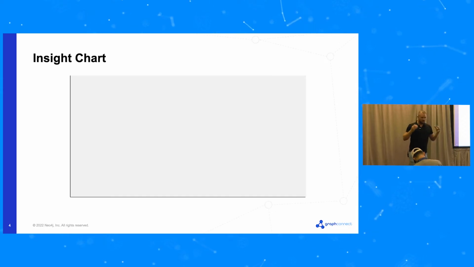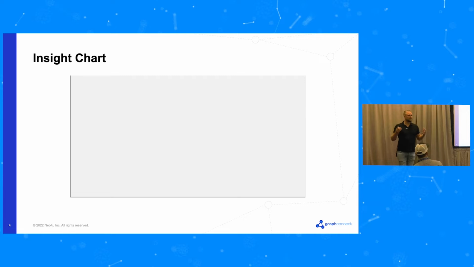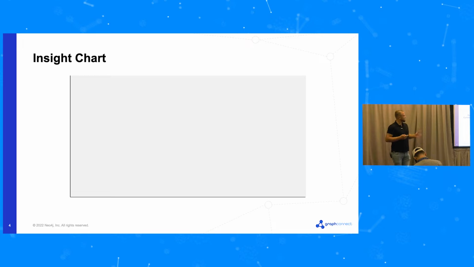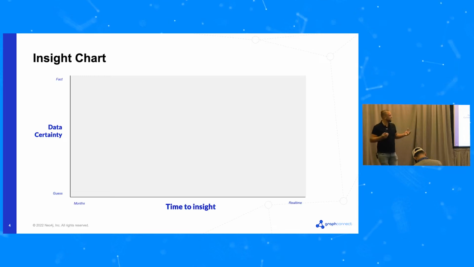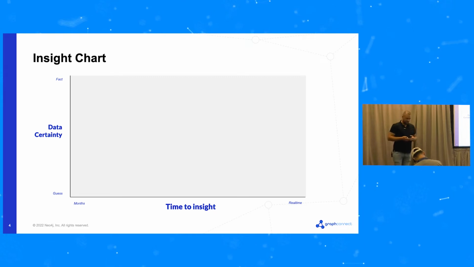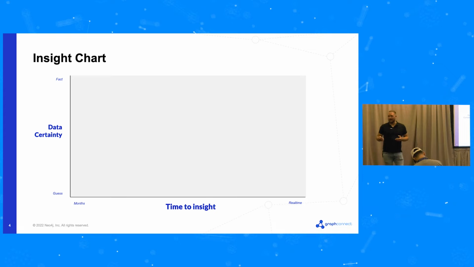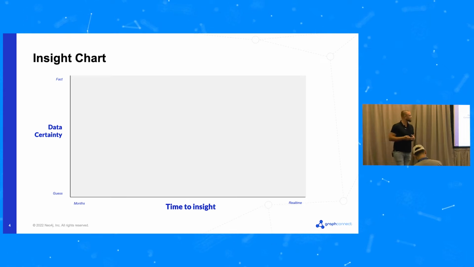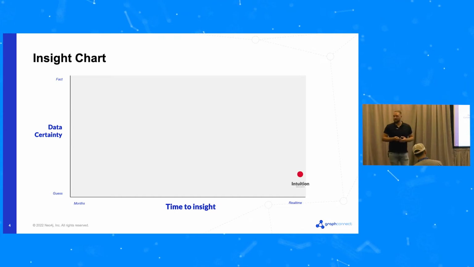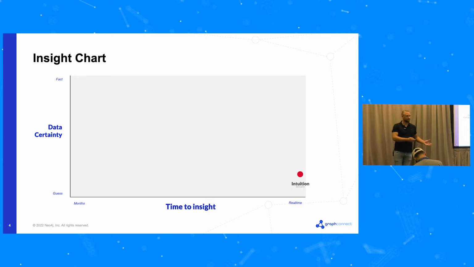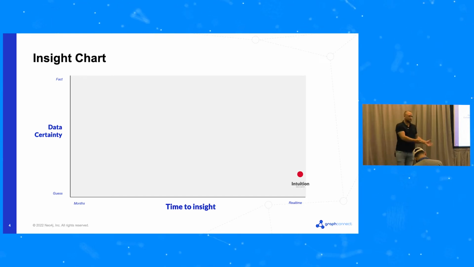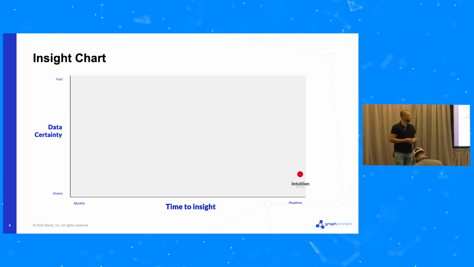So in order to put this on a chart, to show where the different insights lie, we have this insight chart, which compares data certainty and time to insights for the different types of insight sources. The one that many people still rely on, that is a fairly uncertain insight, is intuition. It is something that we cannot take out of the account because you rely on it, but it is based on history. It is based on what you've gone through. It is based on what has happened before.